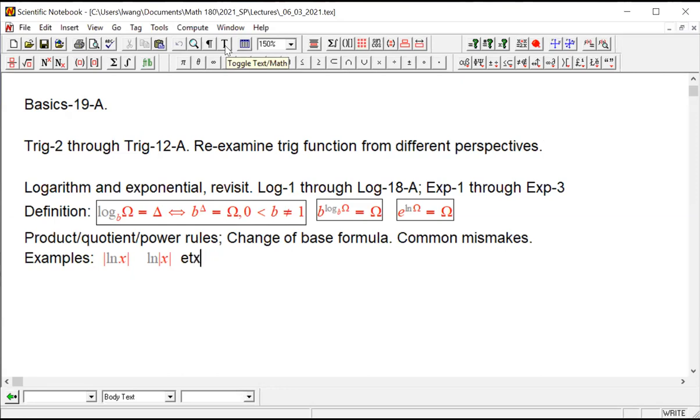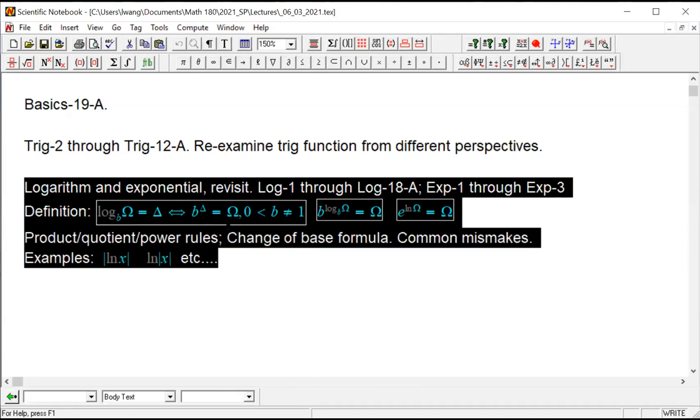Okay, domain, range, all of these issues, right? Transformation. And all the way up to inequalities. Sometimes, these are two big blocks, okay? Logarithm and exponential is one big block. The other big block is trig.